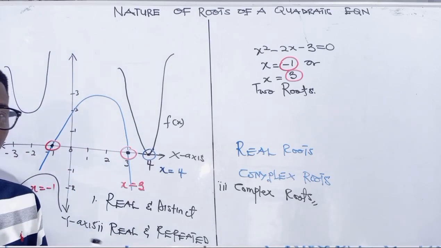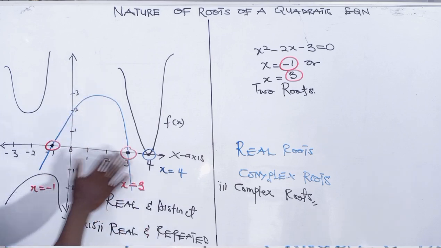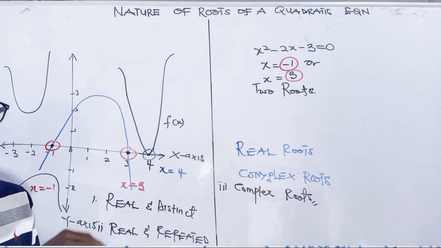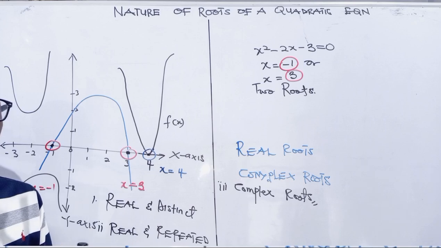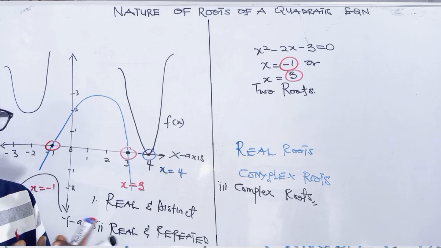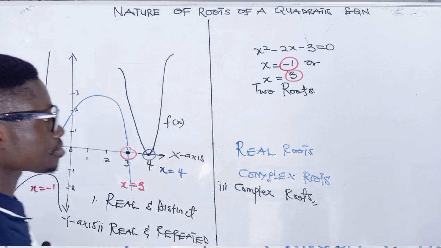Now the question is, do we always have to sketch these curves before we can determine the nature of the roots of these quadratic equations? The answer is no. In that case, we are going to make use of what we call the discriminant. The discriminant can be used to determine the nature of the roots of a quadratic equation.